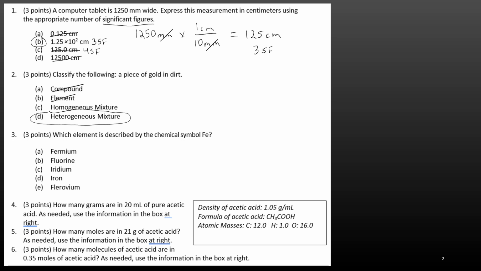Third question, which element is described by the chemical symbol Fe? Well, there are only 2 on this list that you are required to memorize, fluorine and iron. But in spite of that, you should know, if you know the chemical symbol for iron is Fe, you know then this is the answer. And you can eliminate all the other ones, even the ones that you haven't memorized. All right, let's go on to the short answers, starting with number 4.